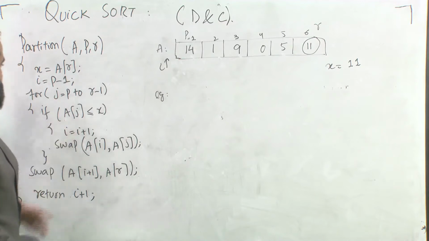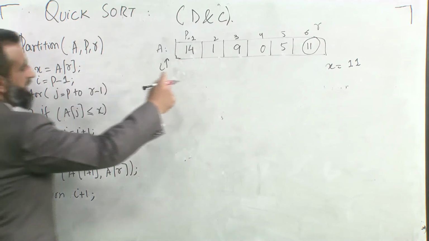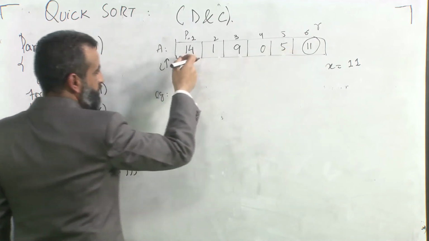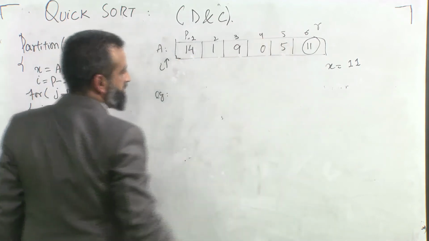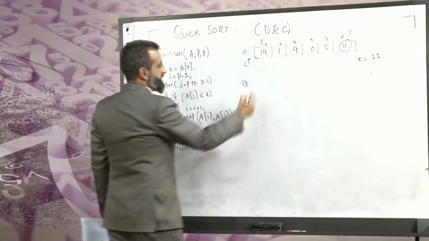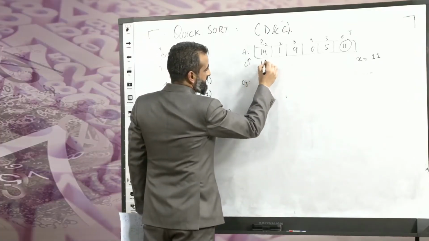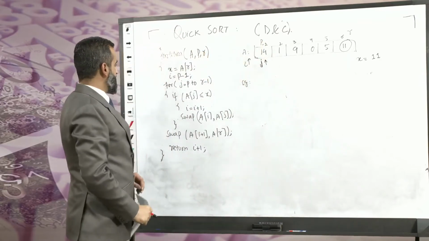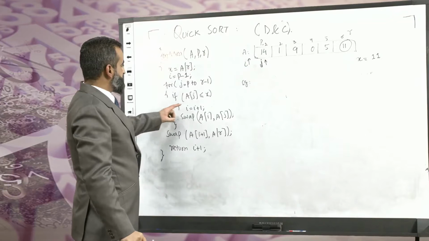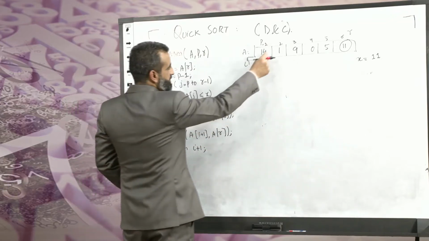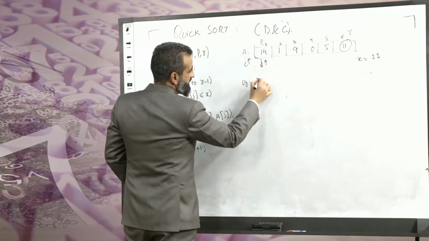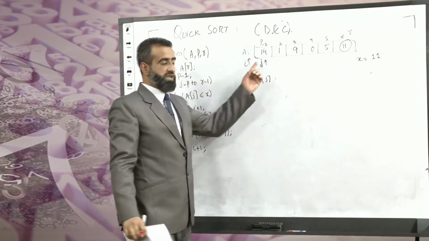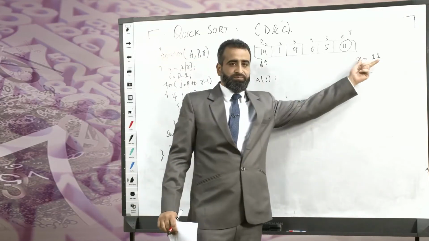Now the job of this loop is to traverse every single element in this array up to R minus 1. So it will essentially start from 1 and go to position 5. My J in the beginning is pointing towards what P is pointing towards. What we need to do over here is compare this A of J, whatever J is pointing towards at one point of time, with my X.